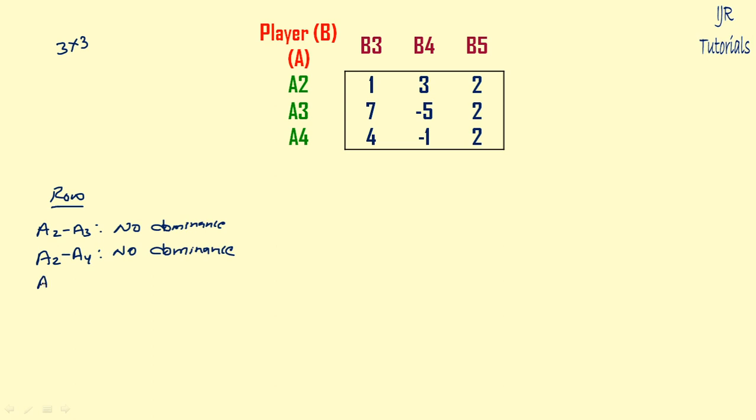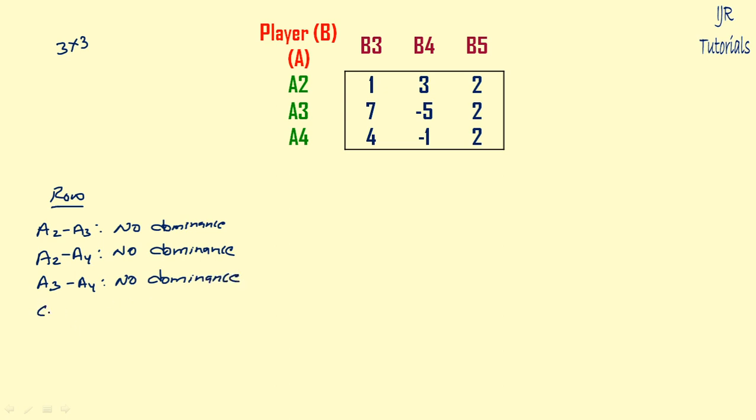The last comparison of row is A3 and A4. See here A3, A4, 7 and 4. 4 is the lowest number, 4 is dominating 7. And next one minus 5, minus 1. Minus 5 is dominating minus 1. That means one case A3 is dominating A4 and second case A4 is dominating A3. So no dominance. So under row there is no dominance.